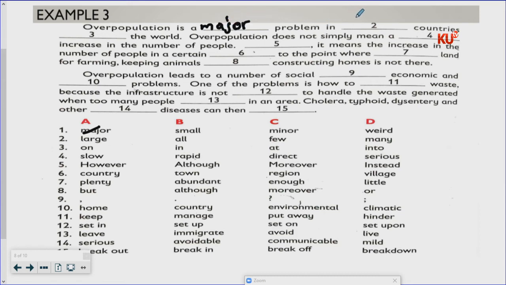A major problem in dash countries. In large countries, in all countries, in few countries, in many countries. The correct choice is many countries. Countries are countable. We cannot use much, and we cannot say all countries because of logic. It is not a problem to all the countries. So logic there. 3, countries dash the world. We say on the world, in the world, at the world, into world. In the world. So all the countries in the world.